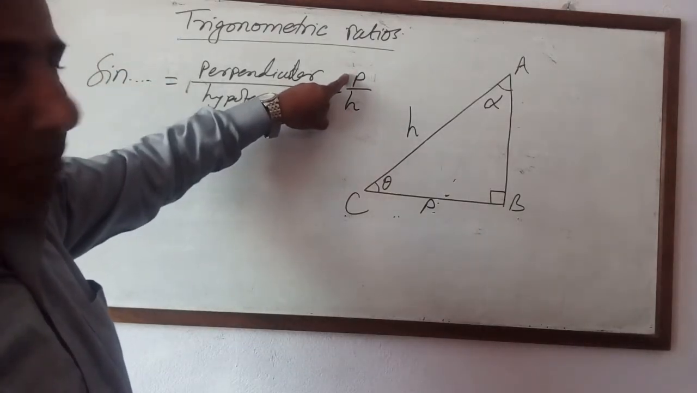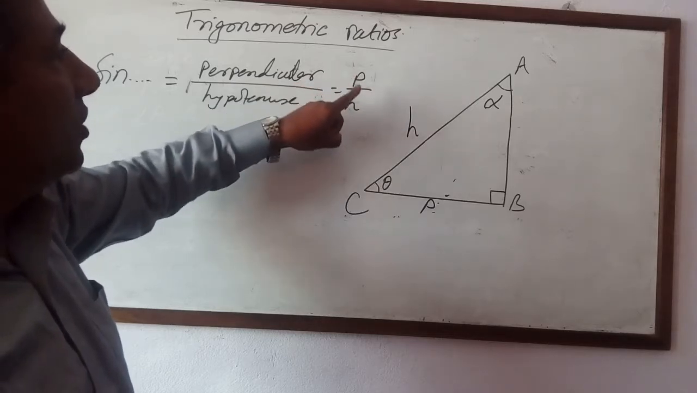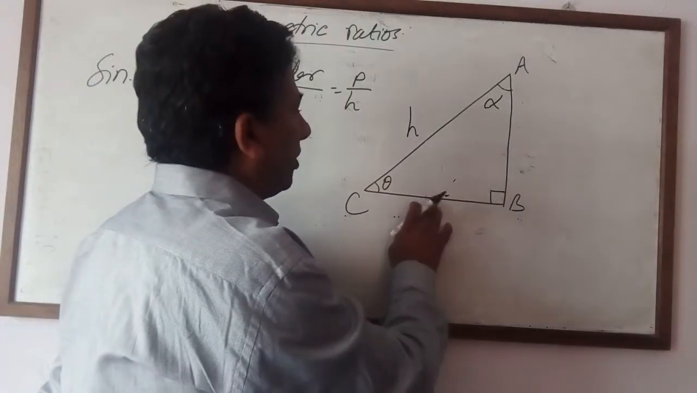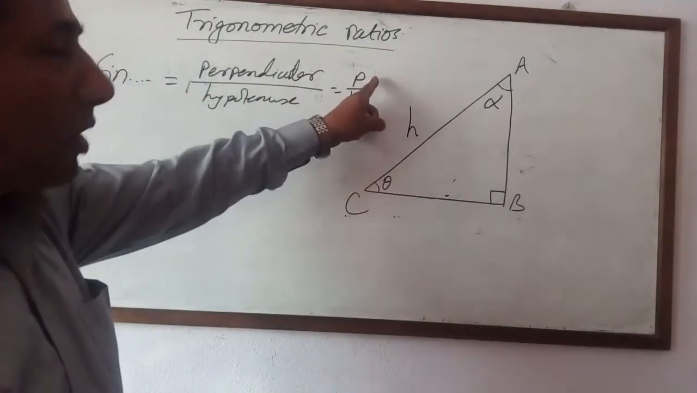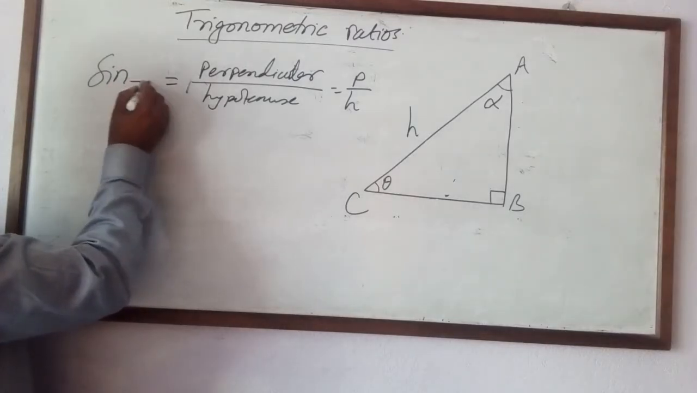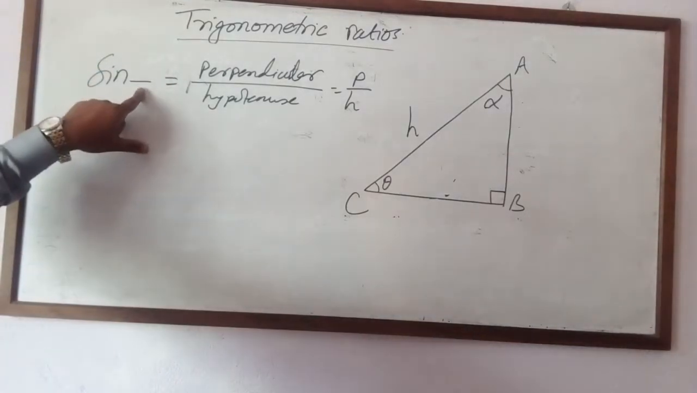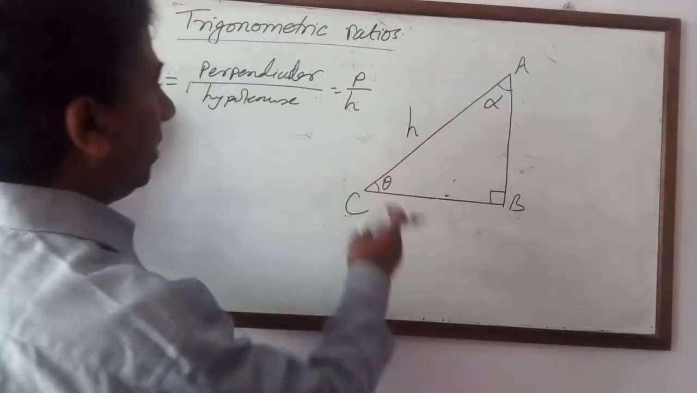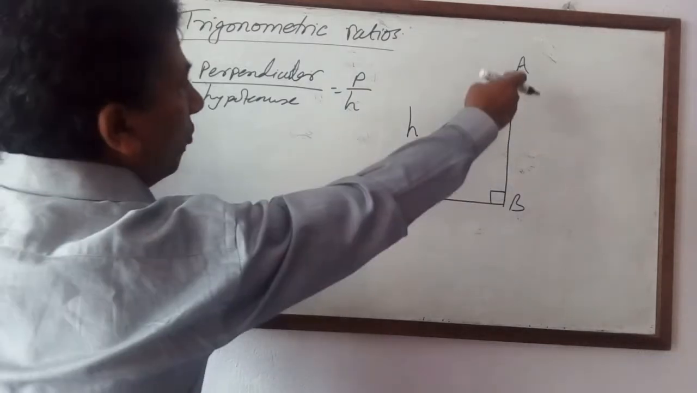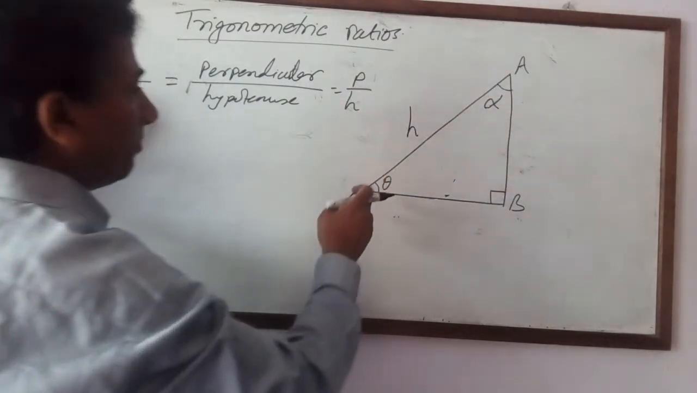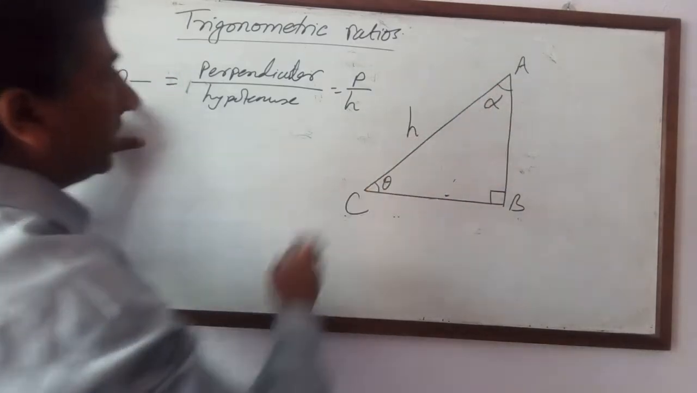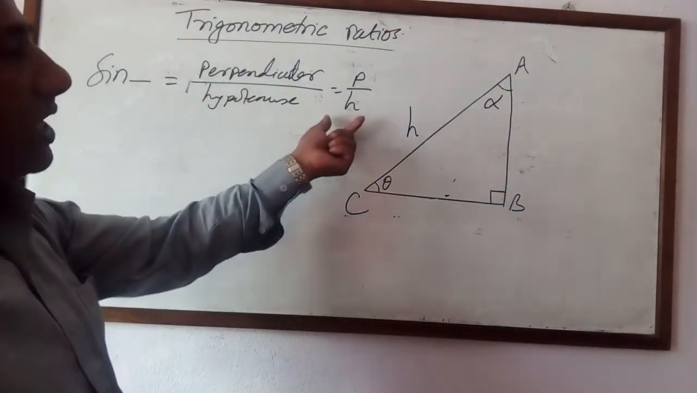Hypotenuse is always the same, but when the perpendicular changes, the base also changes. Now which one is the perpendicular? I have kept this empty space here where you have to write the angle. If you take angle C, then the perpendicular will be AB, and for this angle C, sine of this angle will be AB by AC. First of all, you have to understand the sine.